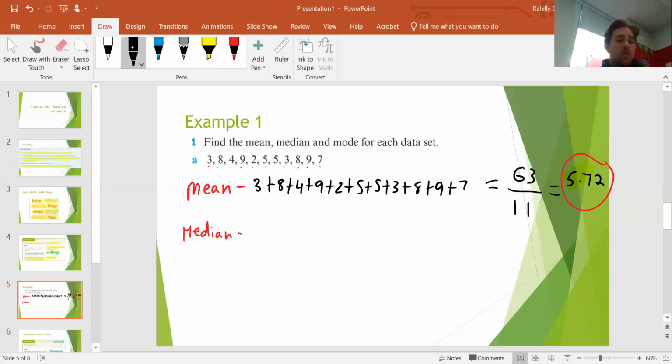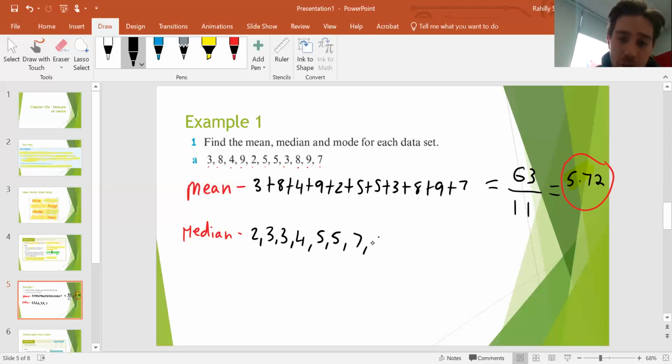We're going to put these in order from smallest to largest. We've got 2, 3, 3, 4, 5, 5, 7, 8, 8, 9, 9. Okay, they're now in order from smallest to largest.